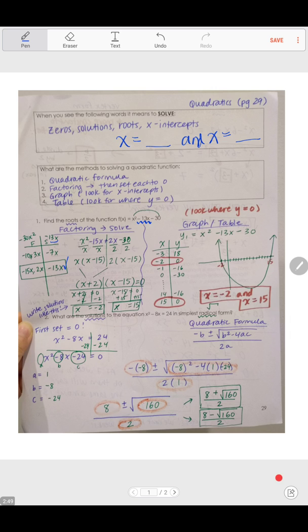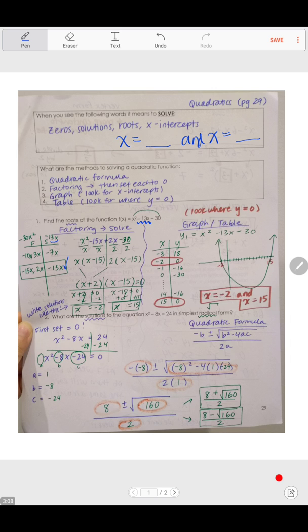When I did this on the graph, I got the same solutions, and that would make sense. That would mean that I was on the right track. When I graphed it, this is what the graph looked like. It crossed the x-axis at negative 2 and 15. So my two solutions are x equals negative 2 and x equals 15.